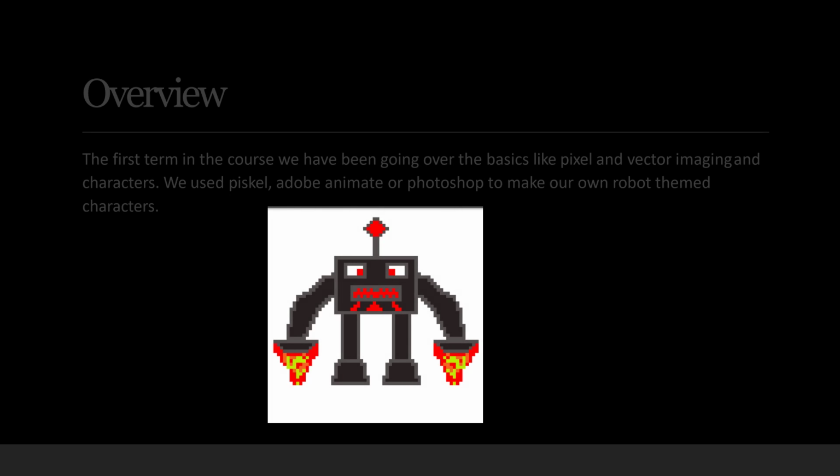Overview. The first term in the course, we have been going over the basics like pixel and vector imaging and characters. We use Piskel, Adobe Animate or Photoshop to make our own robot-themed characters.